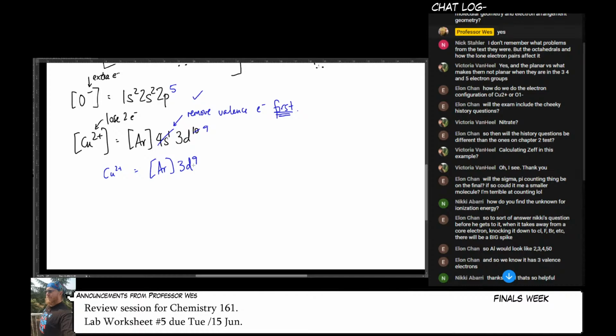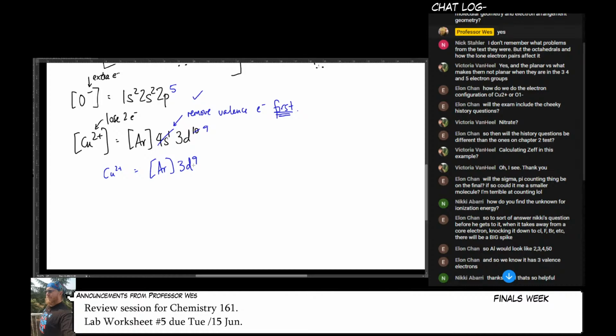Okay? If you take them away from the d electrons before you take them away from the s electrons, then you'll get the wrong answer, because 4s1 3d8 is not correct. So be careful. Remember that when you are adding electrons, you just tack them on there, like you normally would for anything with extra electrons. Just throw them in the electron configuration.